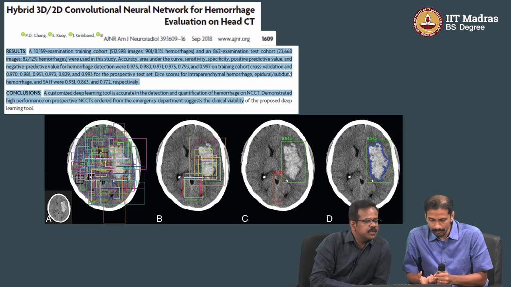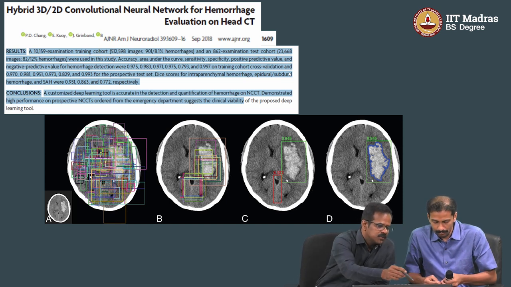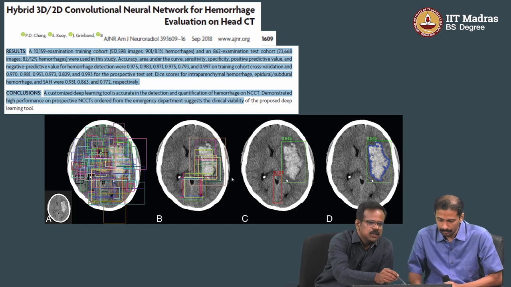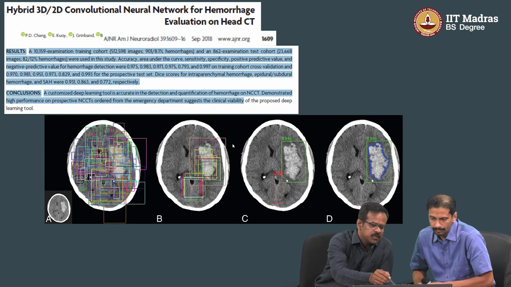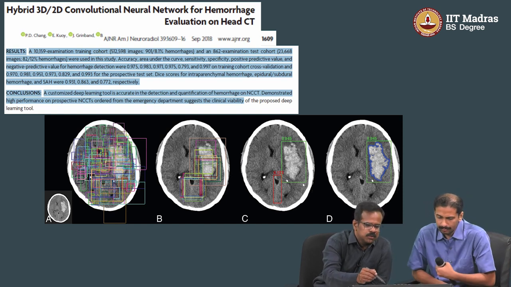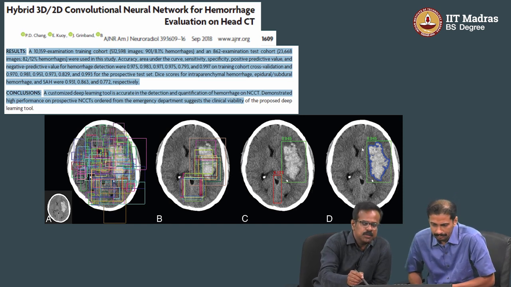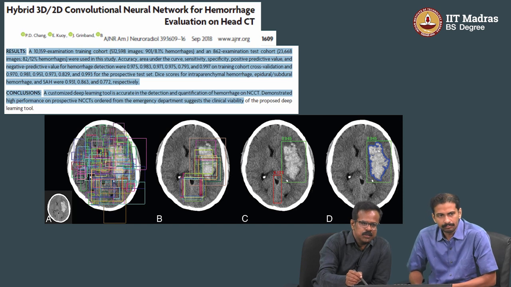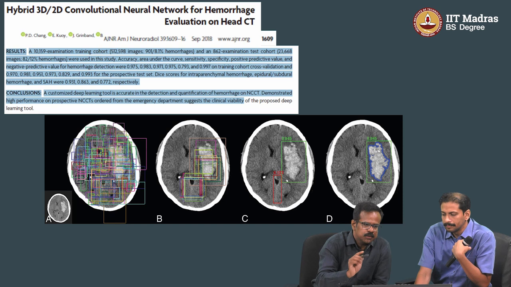This recent paper uses a 3D convolutional CNN, which is an ROI based CNN. Initially, it puts an ROI of different sizes and localizes to a particular area, right or left hemisphere. Left hemisphere it localizes, and then the network further refines it and draws an outline of the hemorrhage or bleed within it, which was as good as drawn by a trained radiologist.